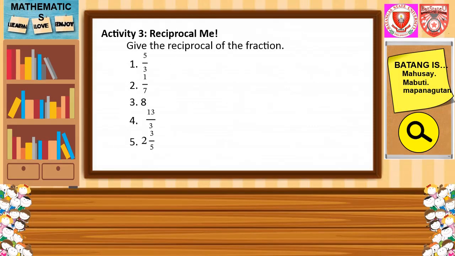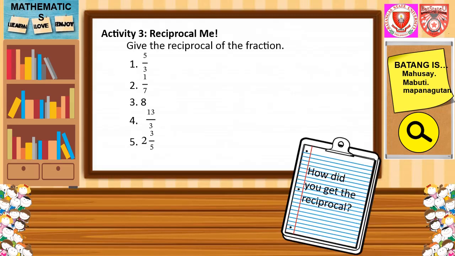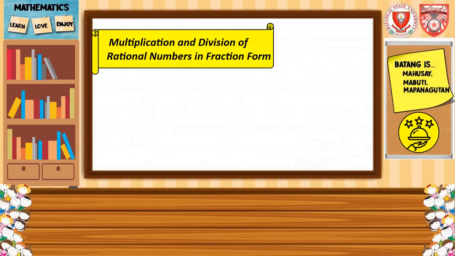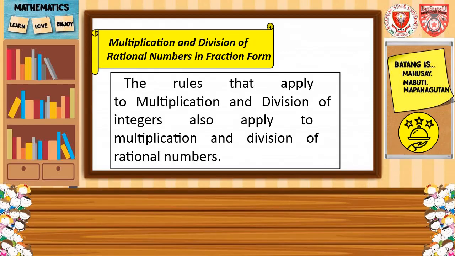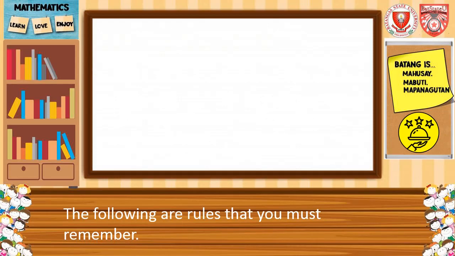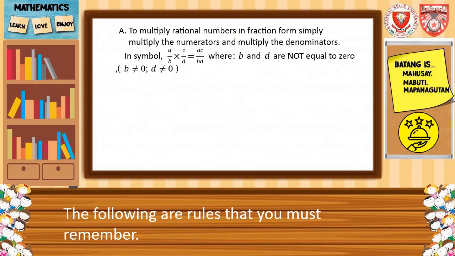Activity 3: Reciprocal me. Find the reciprocal of the given fraction. How did you get the reciprocal? Multiplication and division of rational numbers in fraction form. The rules that apply to multiplying and dividing integers also apply in multiplying and dividing rational numbers. The following are the rules that must be remembered. First, to multiply rational numbers in fraction form, simply multiply the numerators and multiply the denominators. In symbols, a over b times c over d is equal to ac over bd, where b and d are not equal to 0.